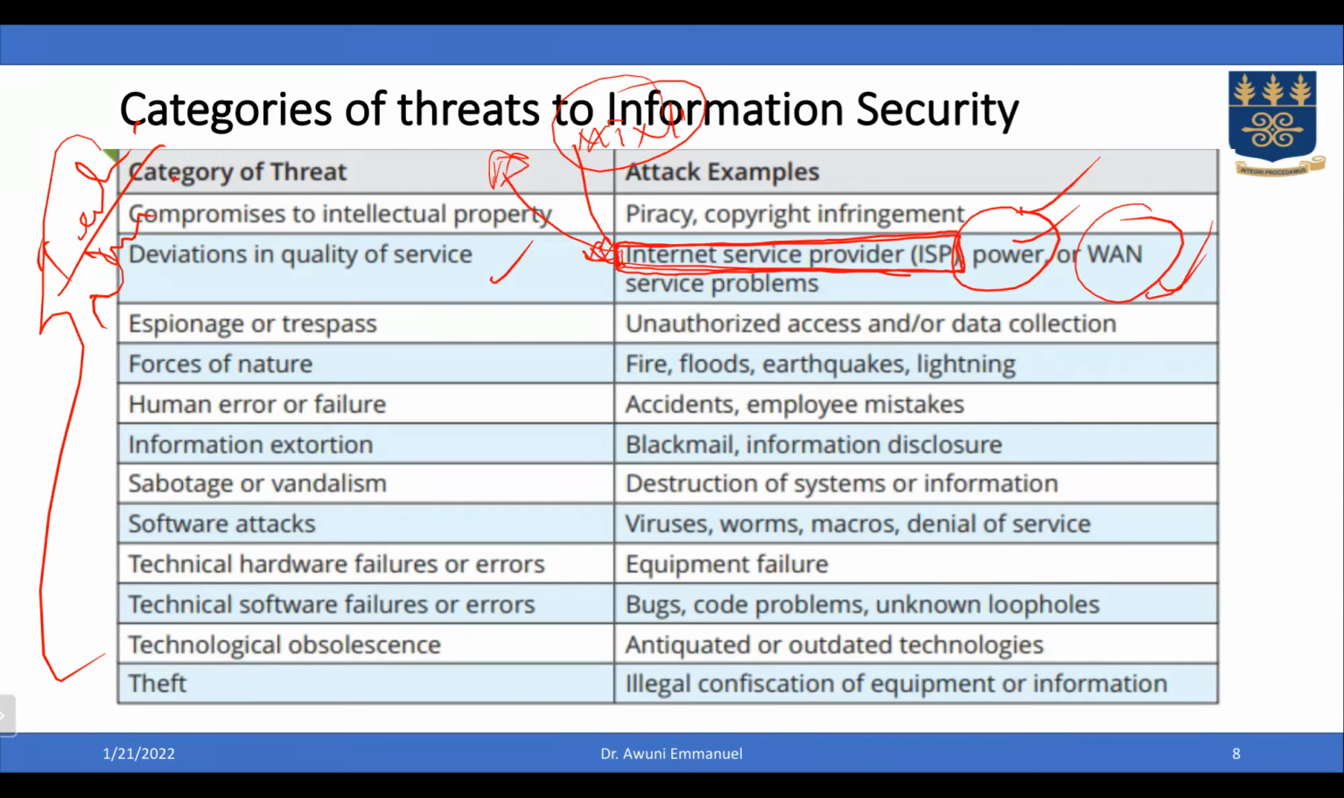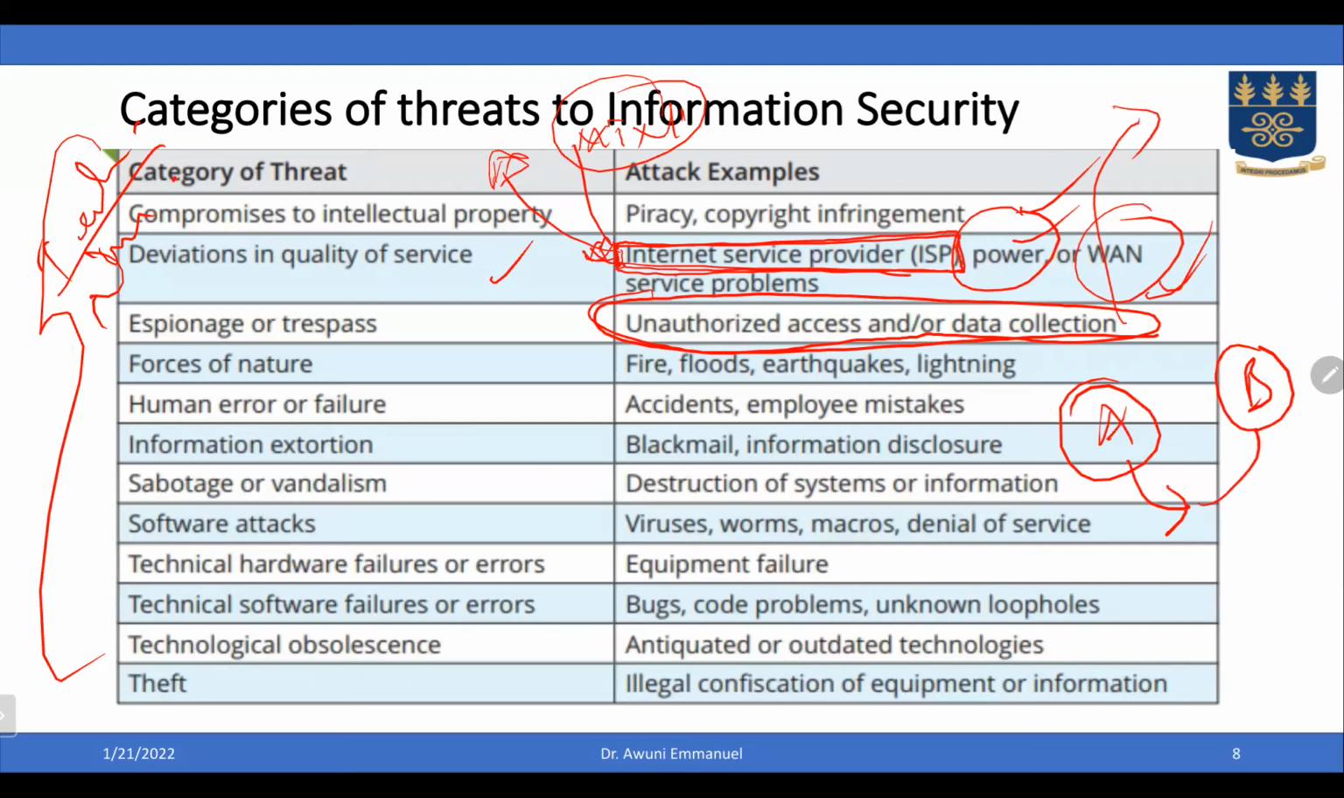Another one is espionage or trespass. This is where organizational data can be accessed without authorization and probably sold to another organization. Or there could be someone who works in organization A and steals data from organization A and sells it to organization B, which is a competitor to organization A.